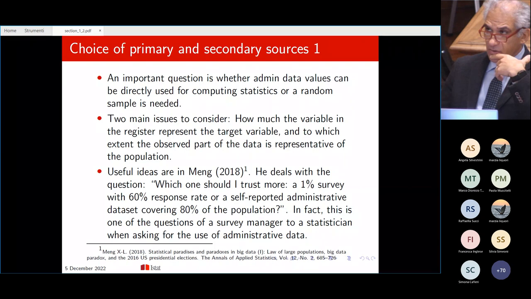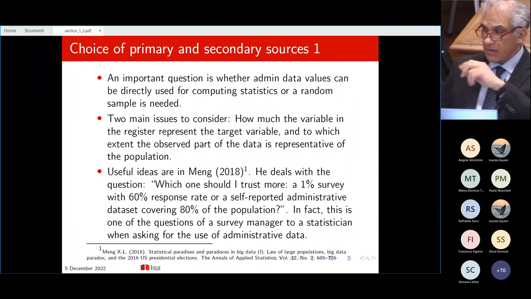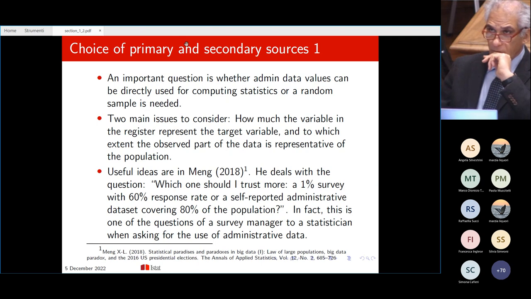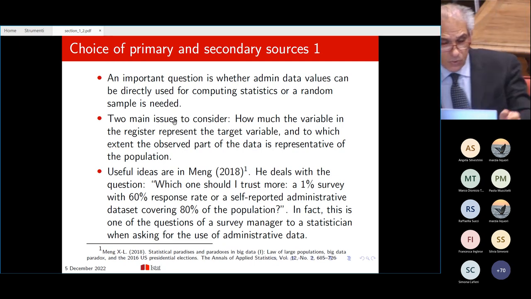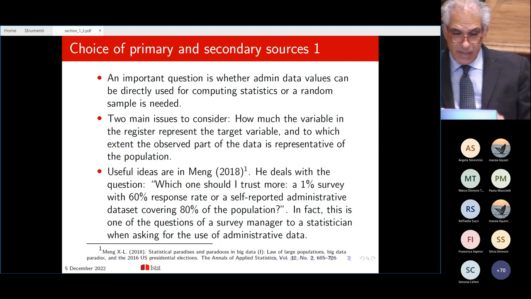The other information, coming from other data, area level data or sampling data or what else, is secondary in the sense that it supports the primary information. So there are too many issues to consider: how much the variable in the register represents the target variable, so whether we have the same definition in the administrative register, and to which extent the observed part of the data is representative of the population in the case we have a sample.